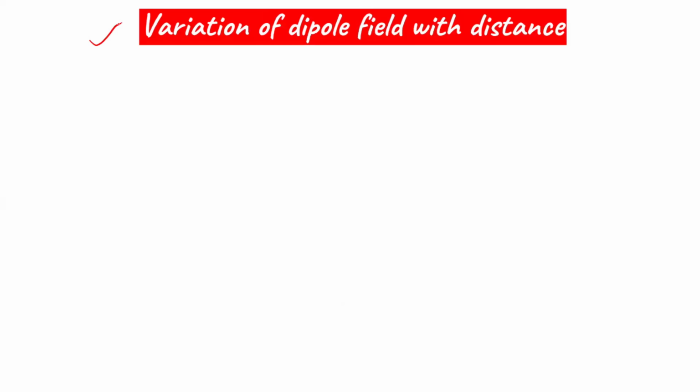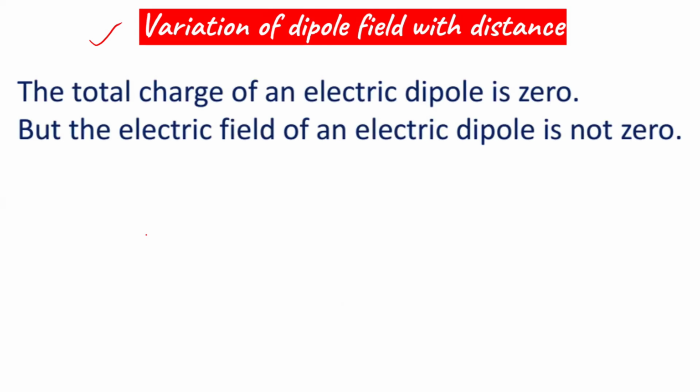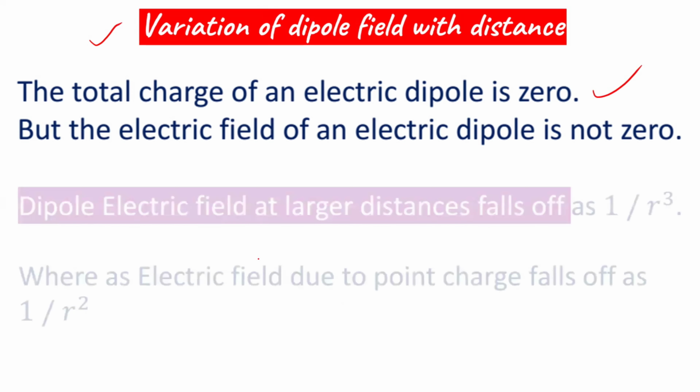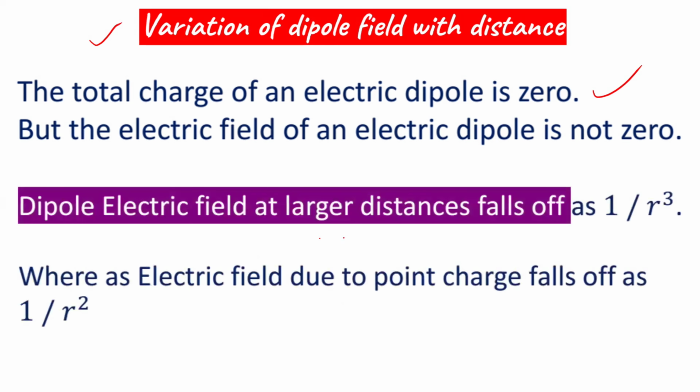Now, what is variation of dipole field with distance? See, the total charge of an electric dipole is 0, but the electric field of an electric dipole is not 0. Dipole electric field at larger distance falls off as 1 upon r cube, as we shall see just soon. In the derivation, we shall see that this dipole electric field is basically inversely proportional to r cube. So electric field due to point charge falls off as 1 upon r square. We have already seen this thing. Okay, this is the difference.